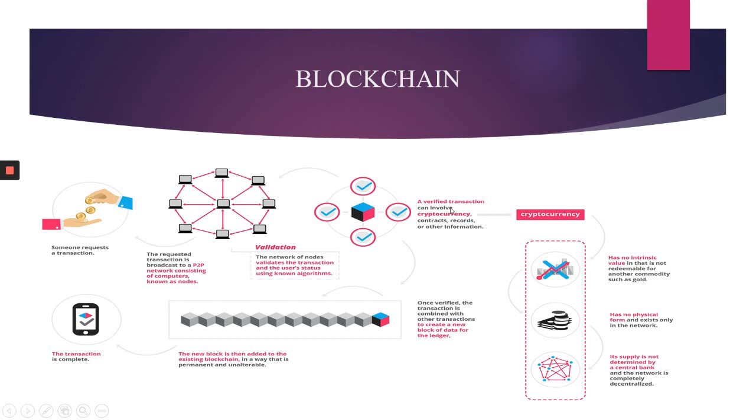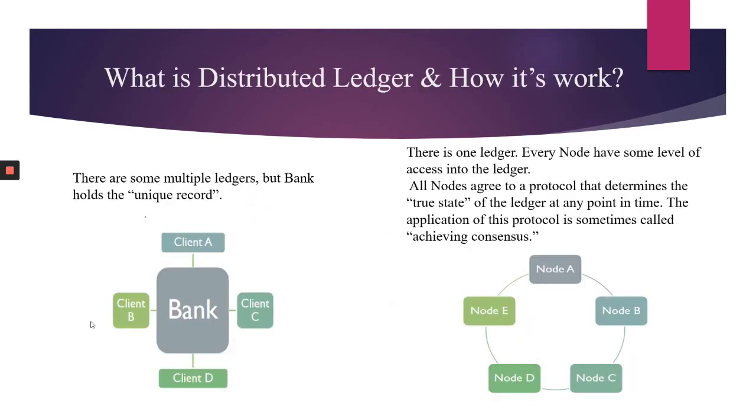On blockchain, there is a transaction in cryptocurrency form. This is cryptocurrency, whose supply is not determined by a central bank. Here you can see this central bank, because this system is giving access to the centralized storage system. Once the transaction is verified, all transactions are combined to make a block on the existing blockchain, and then the transaction is complete.